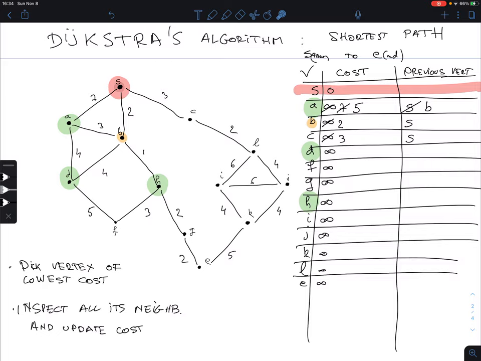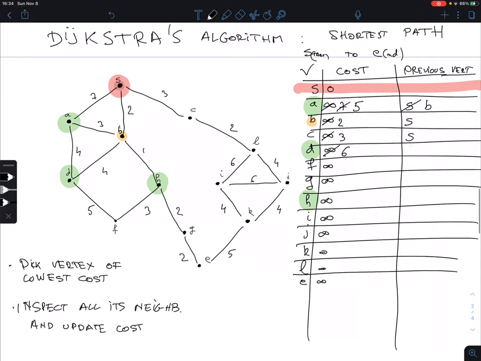You're following this? Okay. So this means I'm updating D to be 6, and that means if you come from B. And what about H? Well, you see, it's from B to H is 1. It cost already 2 to be in B, so it cost altogether 3. Okay? We are now done with B.